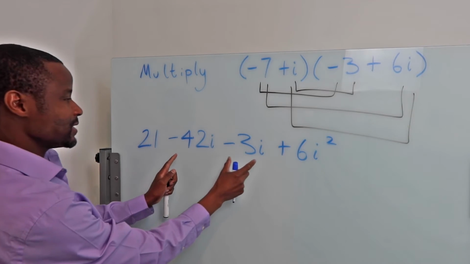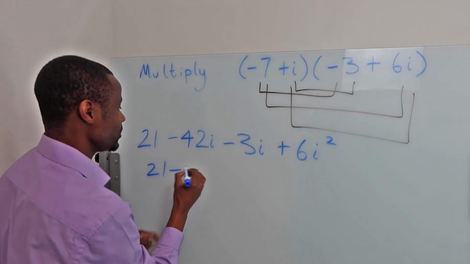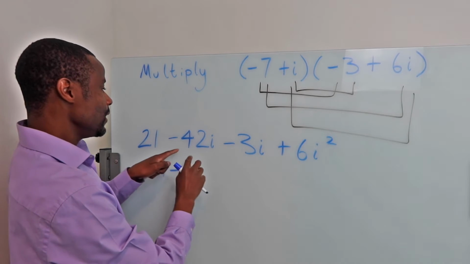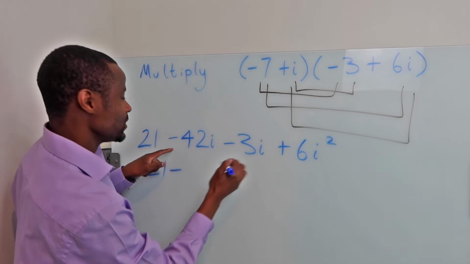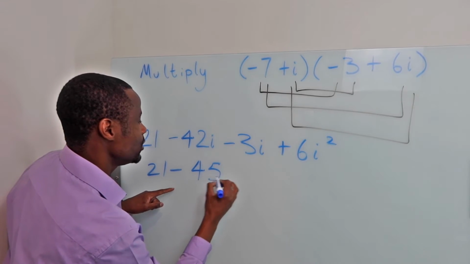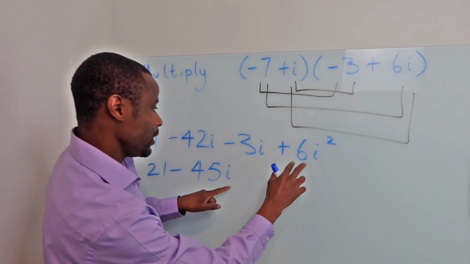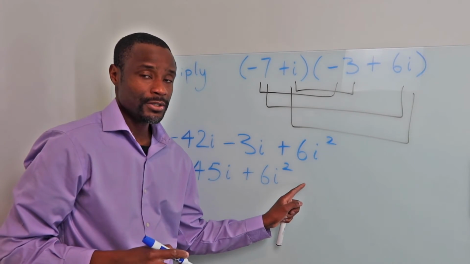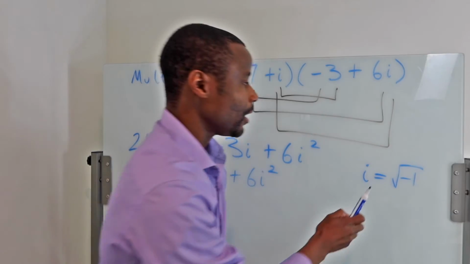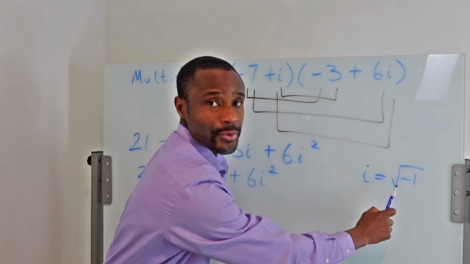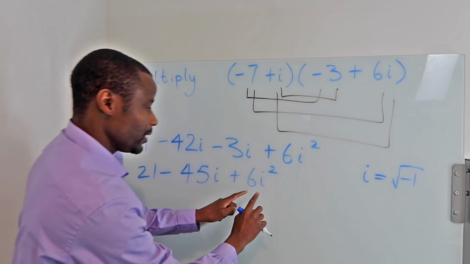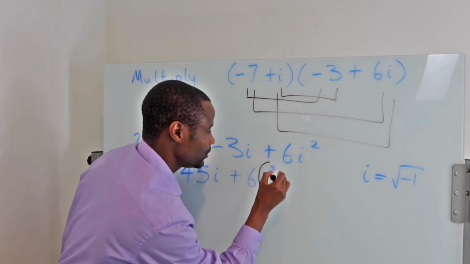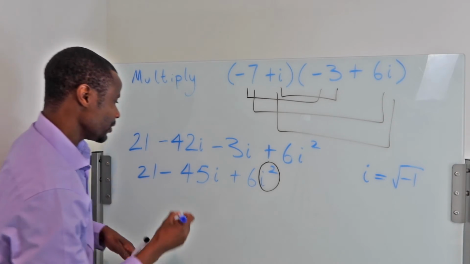So let's first simplify the like terms. Treat the i like an x in this case, or any other variable. If I have -42x minus 3x, that just gives me -45x. So in this case, it's just i. Now we still have the plus 6i squared. Now remember, i squared is just -1, because i is defined as the square root of -1. So this here is just a -1.